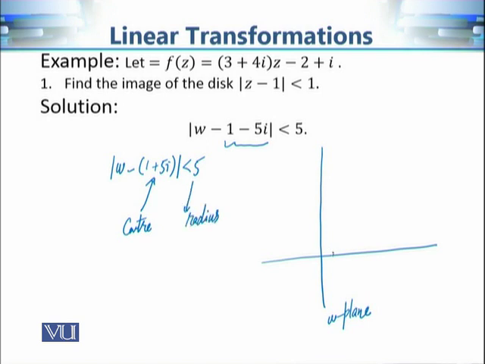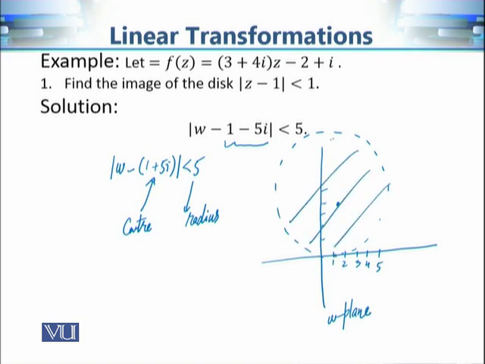So we have to choose our scales very small: 1, 2, 3, 4, 5. So what is the center? The center is 1 plus 5 iota. So 1, 2, 3, 4, 5. So this is the center of our disk. And what is the radius? The radius is 5. So in other words, it will be something like that.